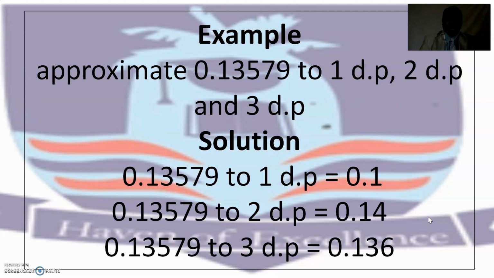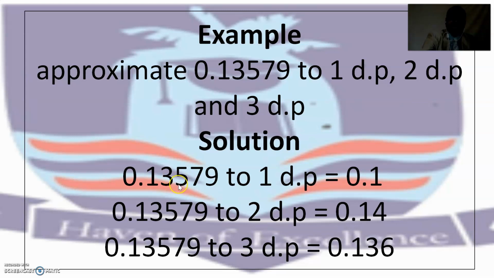So this is an example. We are told to approximate the number 13579 to one decimal place, two decimal places, and three decimal places. When we approximate this to one decimal place, all these numbers, all these digits, 9753, will be rounded off. So 9 will be rounded up. This becomes 8. 8 will be rounded up.